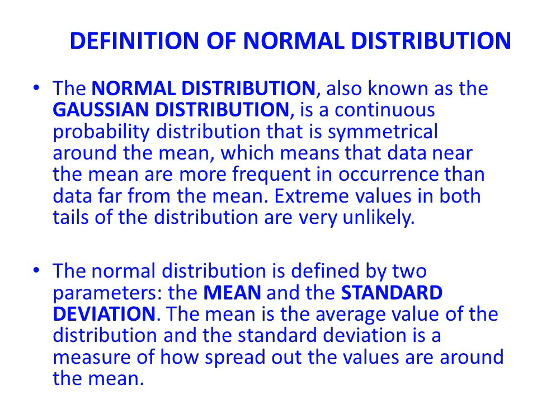The normal distribution is defined by two parameters, the mean and the standard deviation. The mean is the average value of the distribution and the standard deviation is a measure of how spread out the values are around the mean.